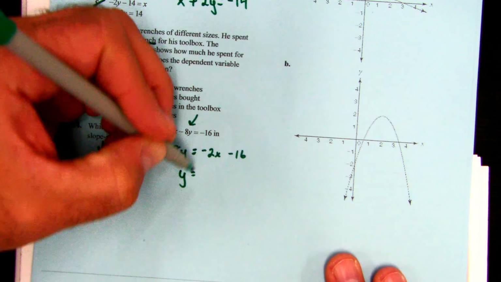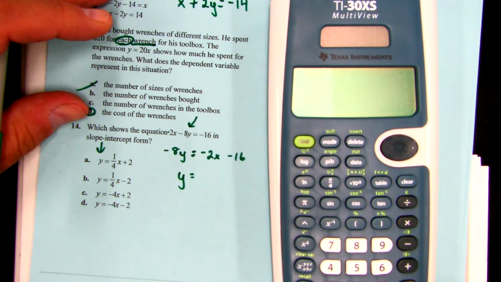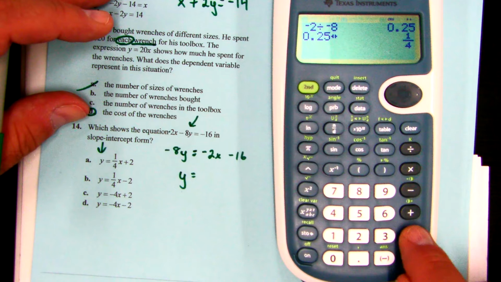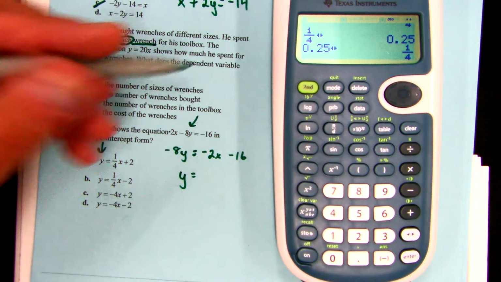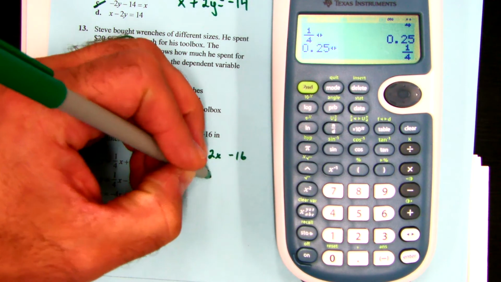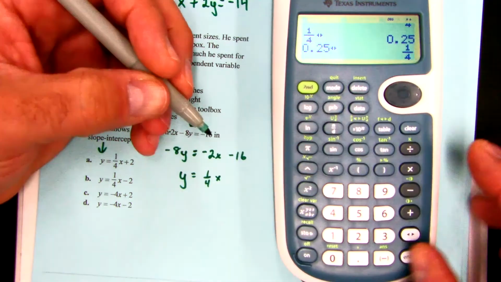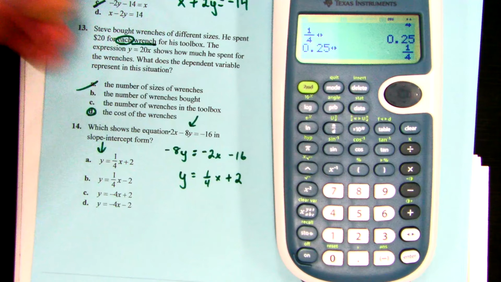So when I divide the whole problem by negative 8, and again, the advantage of this calculator would be negative 2 divided by negative 8 is 0.25, and then I hit the little key, and it gives me 1/4. That's the magic key right there, that forwards and backwards. It does it both. There you go. All right. So now that's 1/4 x. And then negative 16 divided by negative 8 is a positive 2.